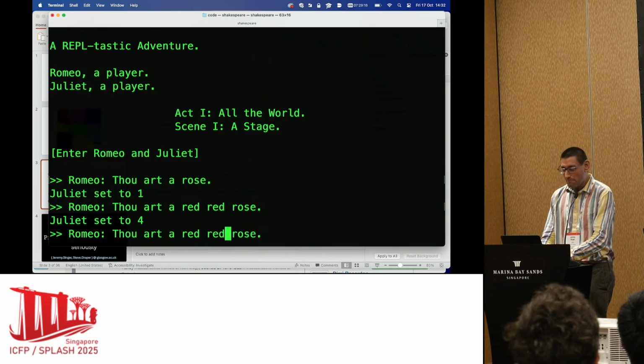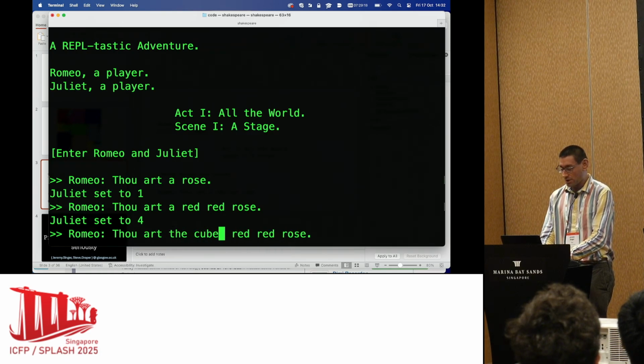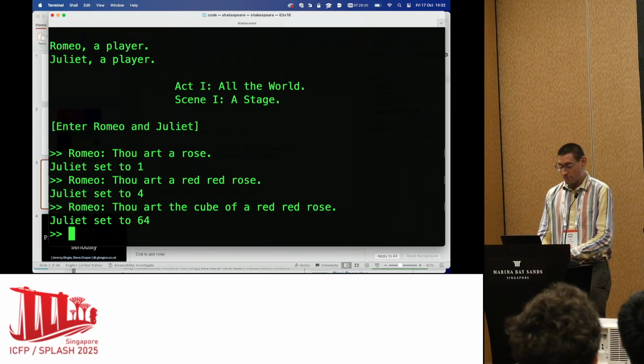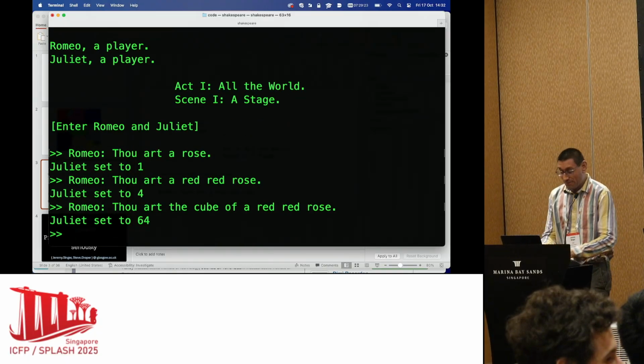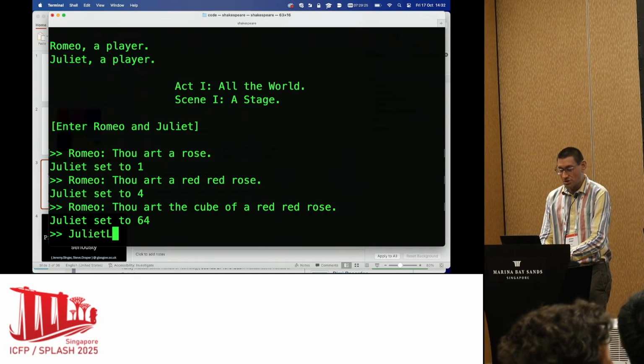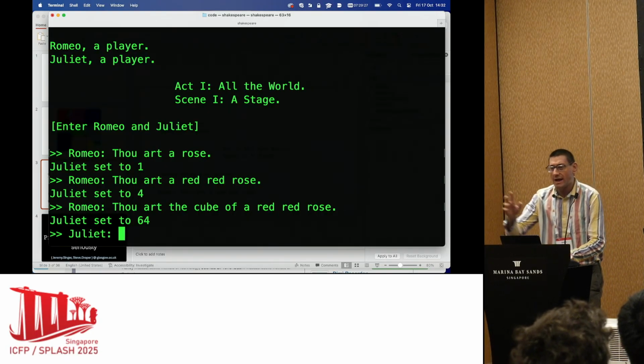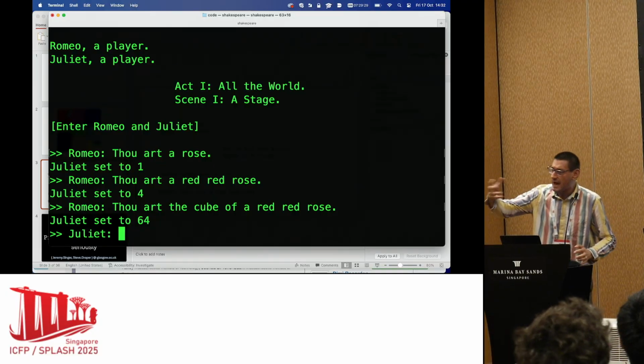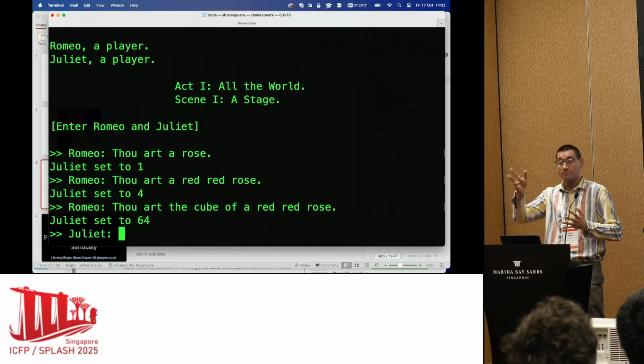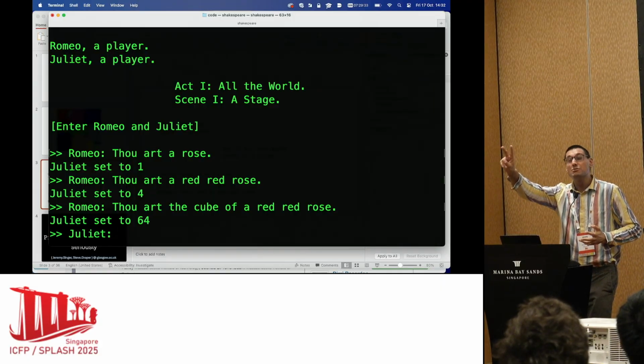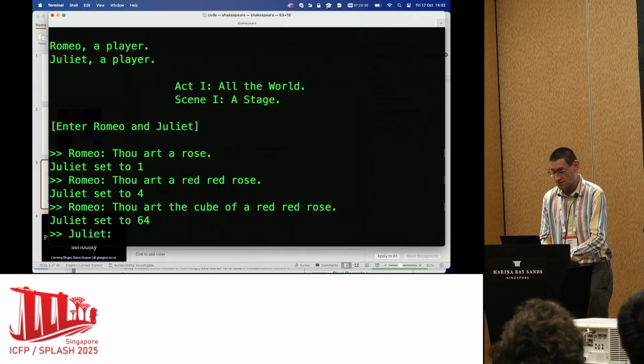And you can do computational things. Thou art the cube of a red rose. Juliet is now 64. And then Juliet will reply to Romeo. Now, you see why it's a dialogue between 2 people, because you only say "thou art," so that's the assignment, so you have to know who you're talking to. So only two variables are in scope at once here in this dialogue.